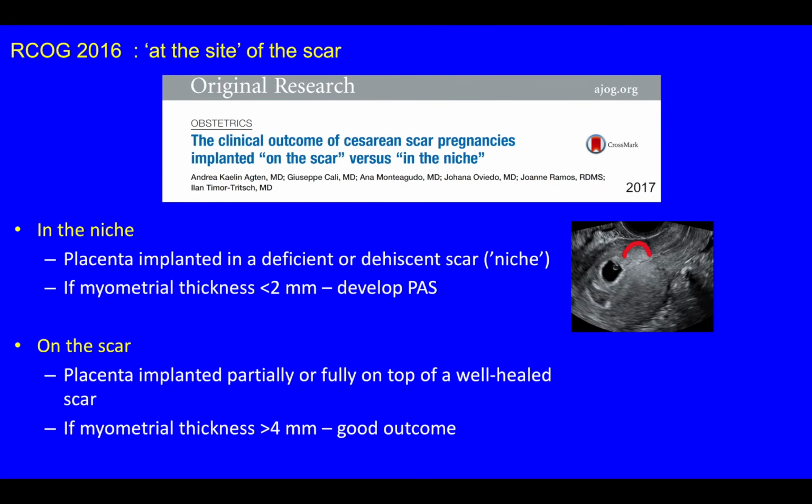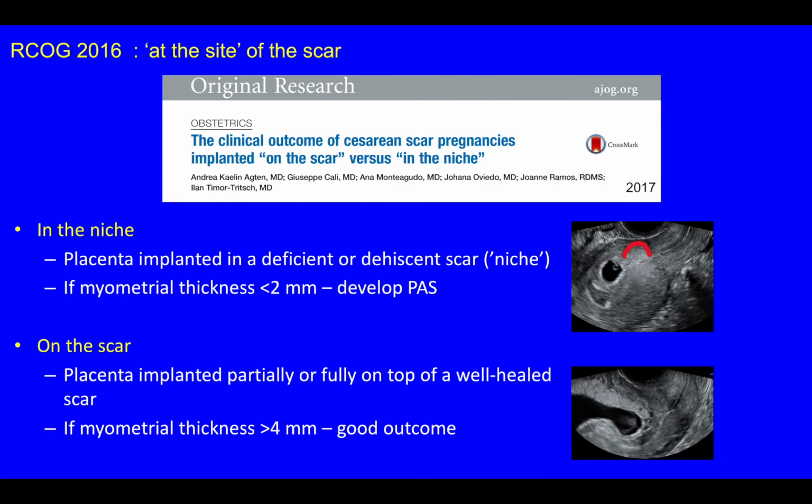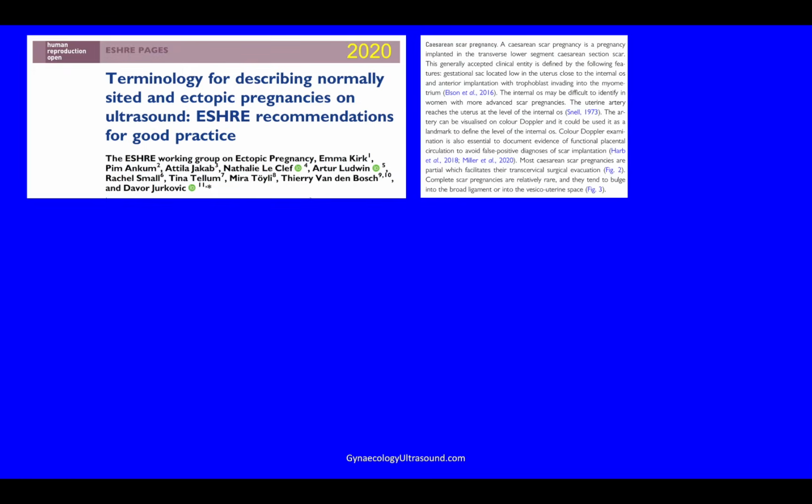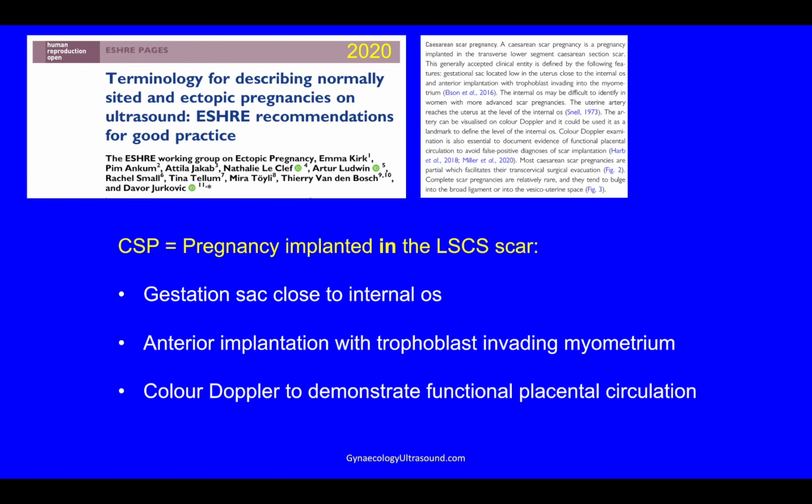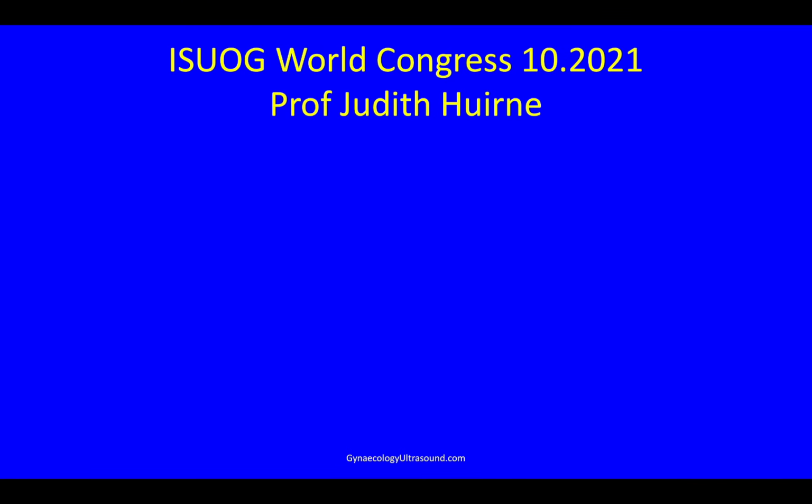But possibly an on the scar pregnancy would be placenta implanted on top of a well-healed scar, like that example we just looked at, a thick scar but with placenta over the top of it, and these were shown to have a much better outcome. In 2020, Eshrey then gave us some definition for scar pregnancies, which was again implanted in the section scar, and not really talking about in or on.